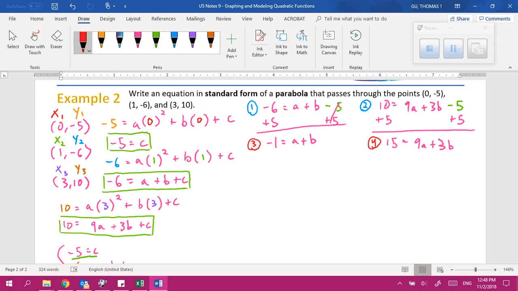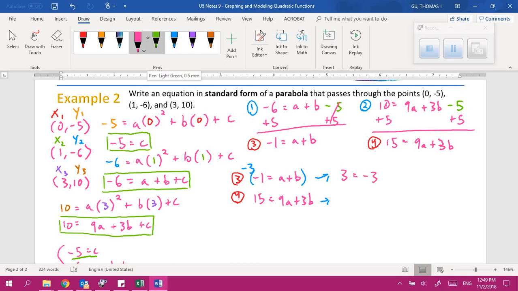So now I take my 2 new equations and I set them up in their own system. So equations 3 and 4, that's going to be negative 1 equals a plus b, and 15 equals 9a plus 3b. What do you think I should do here to solve? Multiply equation 3 by negative 3, right? Because then we can cancel out the b's. So if I multiply equation 3 by negative 3, what will my new equation be? 3 equals negative 3a minus 3b, because negative 3 times negative 1 is 3, and then distribute everything.